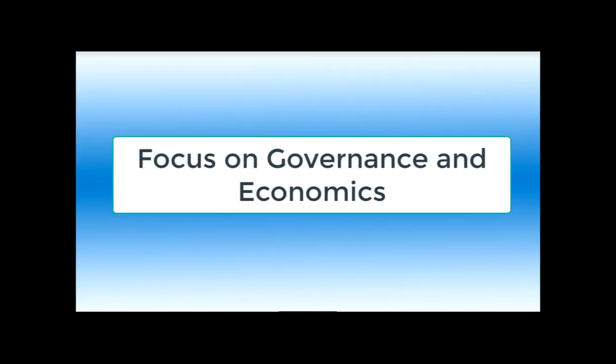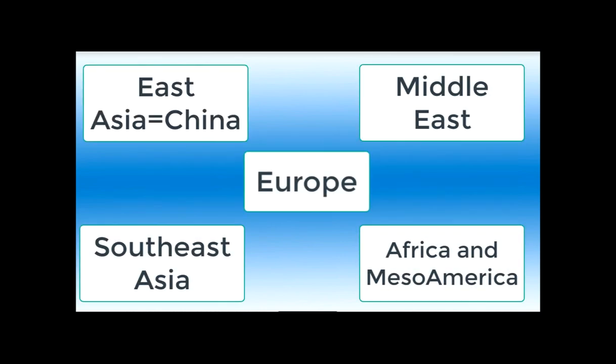Okay, so let's start off then with those themes, governance and economics. The focus here is going to be on a number of different regions around the world, including East Asia, the Middle East, Southeast Asia, Africa, Mesoamerica, and Europe. We're going to go through each region and talk about their governance and their economics, and then how they're all connected to each other at this time. So let's start off with East Asia.